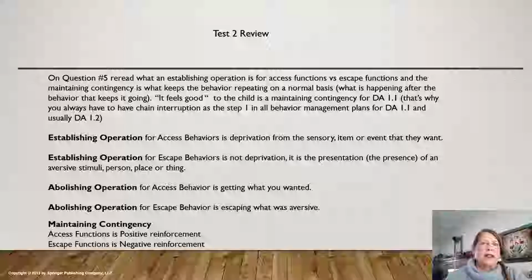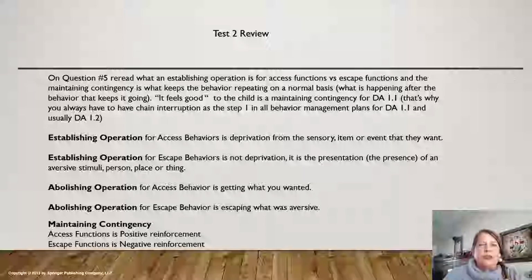So just explaining that. This first slide has to do with question 5, which asked, what is the establishing operation for the function and the maintaining contingency which keeps the behavior going? And many people had trouble with this, or they'd get it right for some functions and not for others.